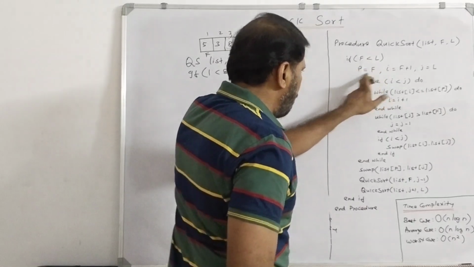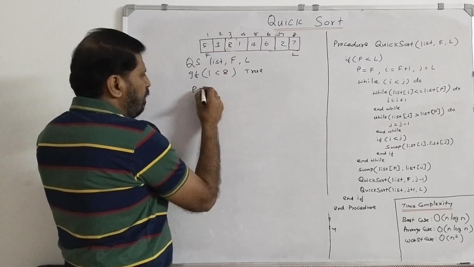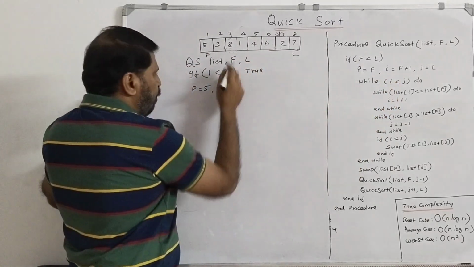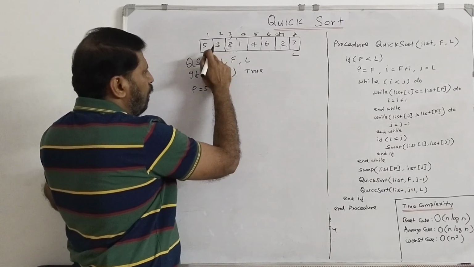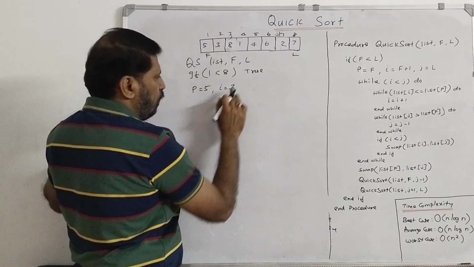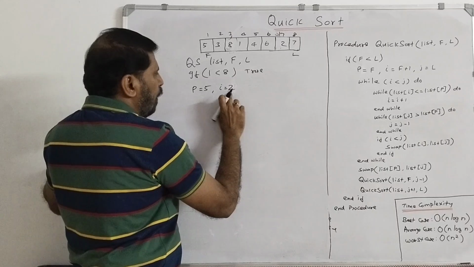If it is true, we come inside. P equal to F. P is nothing but pivot. Pivot element is F. What is F? F is 5. I equal to F plus 1. What is I value? I value is F plus 1. F is 1. F plus 1 means it is 3. Sorry, F plus 1 means it is 2. Second position.